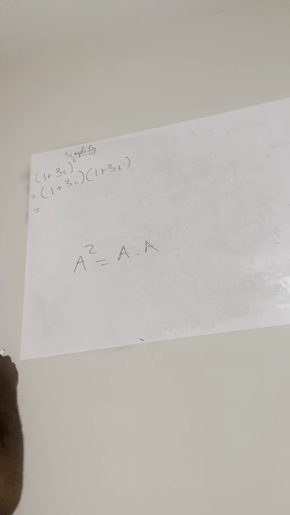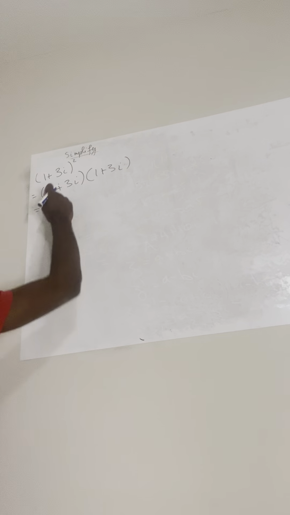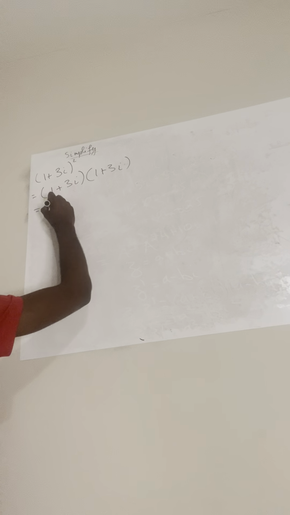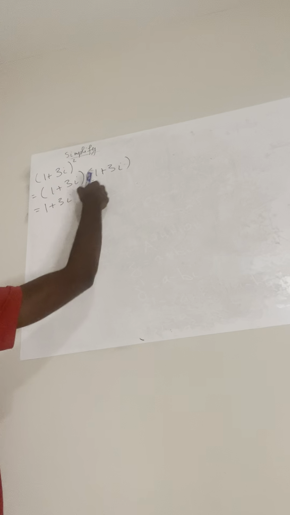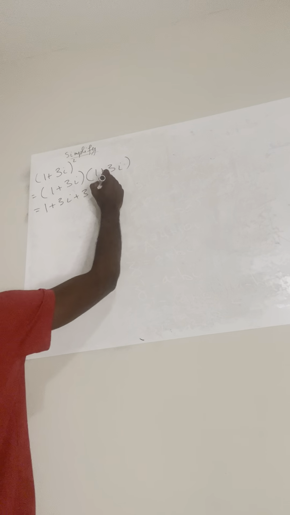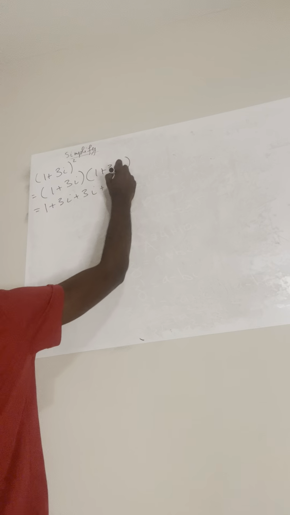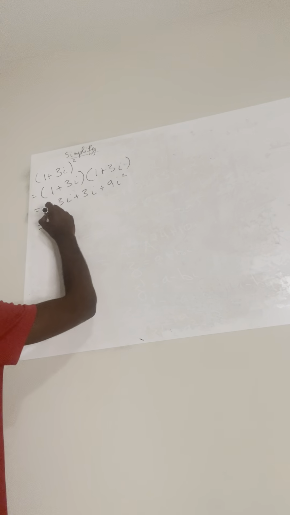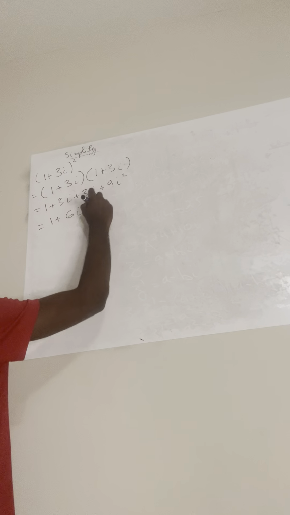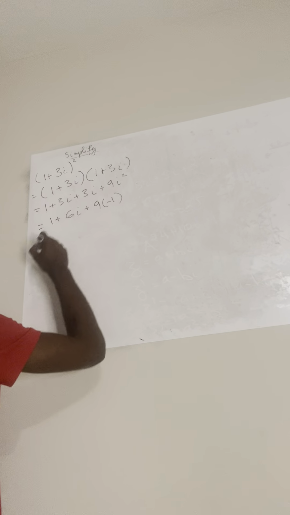The distribution process can start. 1 times 1 is 1. 1 times 3i is 3i. 3i times 1 is 3i. And 3i times 3i is 9i squared, which is equal to what? 1 plus 6i plus 9 times negative 1.